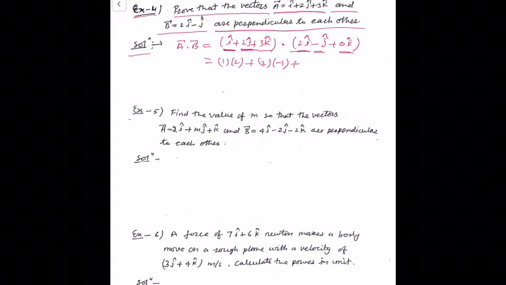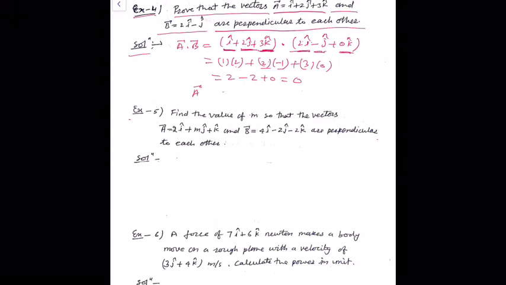and next 3k cap dot 2i cap, 0, 3k cap dot minus j cap, 0, next 3k cap dot 0 k cap, 0, 3 into 0. So 2 into 1, 2, minus 2 into minus 1, minus 2, plus 0, equal to 0. Hence a is perpendicular to b vector.